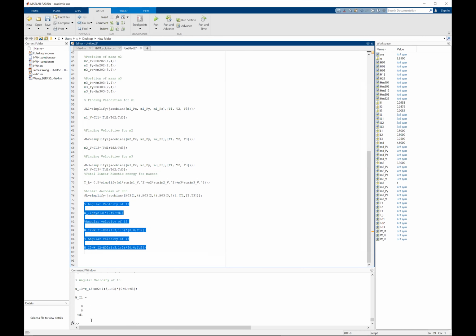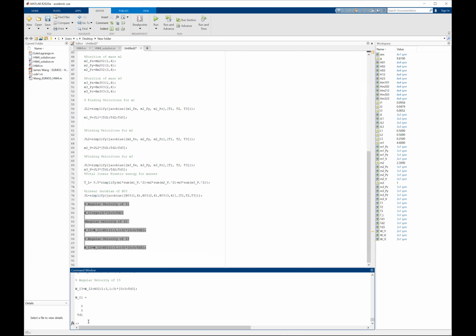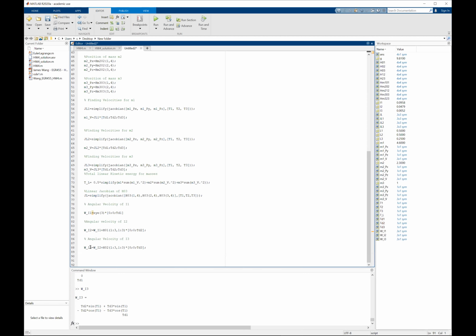And what I want to do is find W_I1, W_I2, W_I3. W3, yeah, W3, so angular velocity. And actually, that's a good question. Let me answer that question, Borna, it's a good question. Just a second. Before I proceed further, I want you to understand this expression.